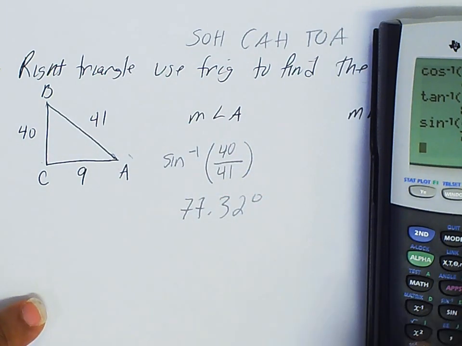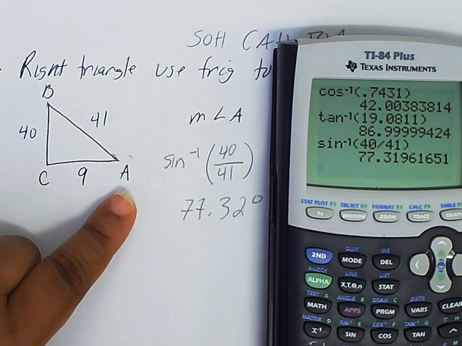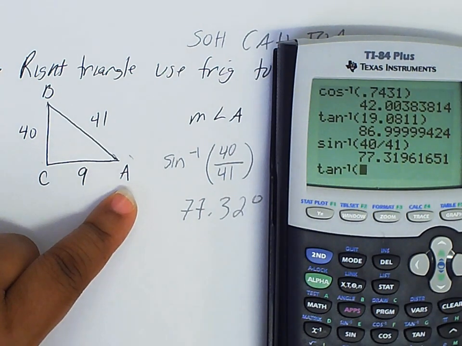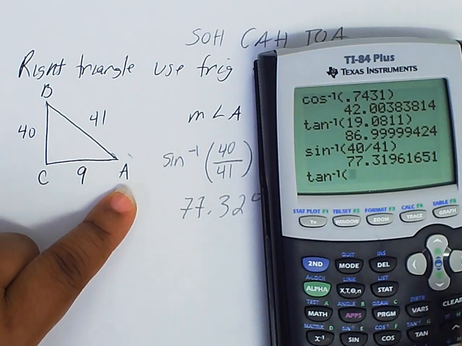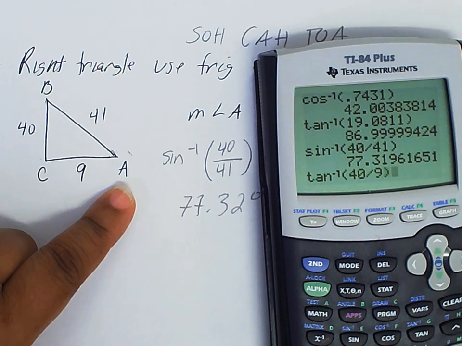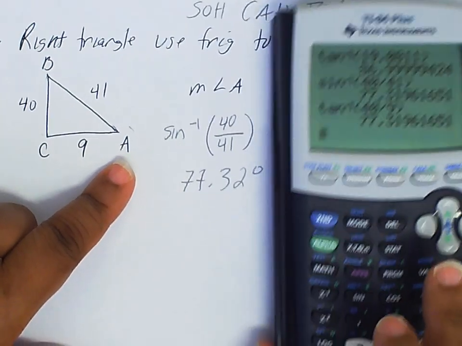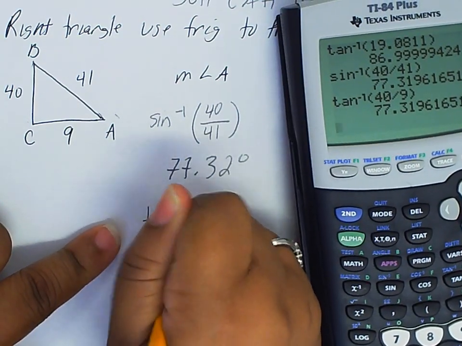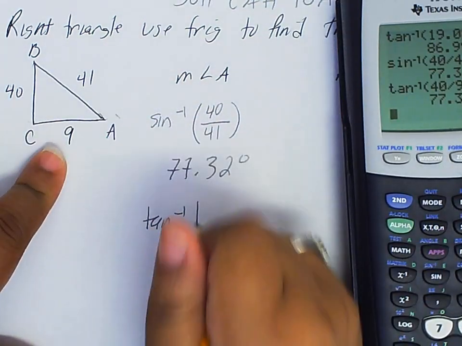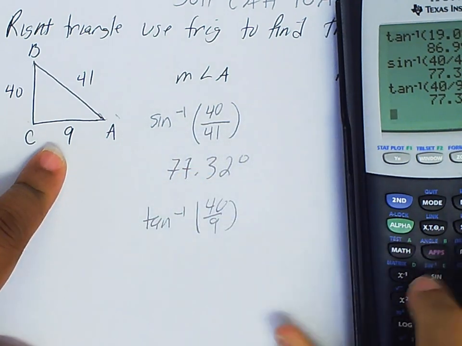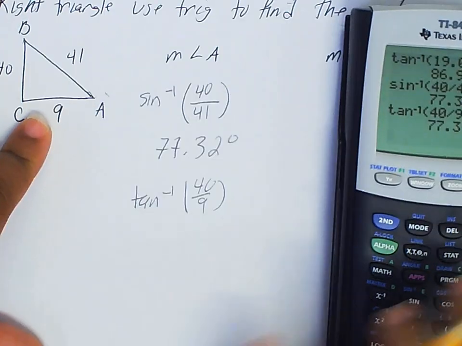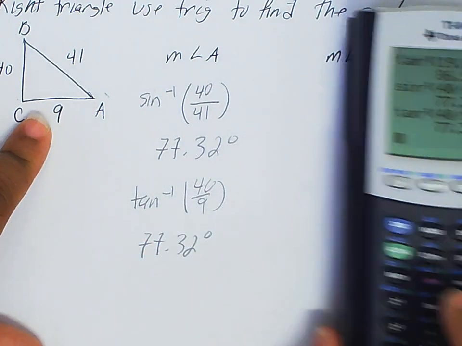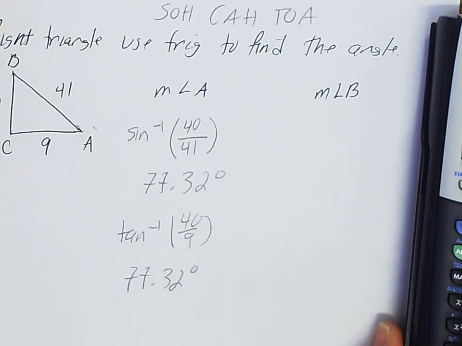And that should work if you did a different one. You see I got the same thing. I just did tan just to show you. If I did tan from that angle, which would be opposite 40 over 9, you guys can see it's the exact same. So it doesn't matter which one you do as long as you do your math correct. Let's do one more, angle B, and then we're done.